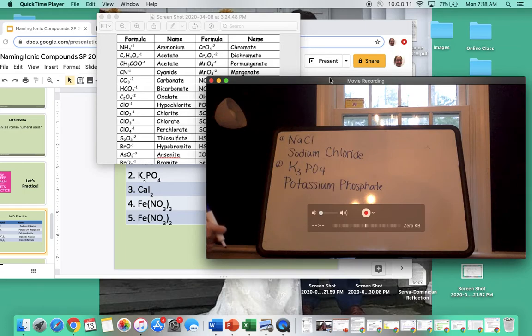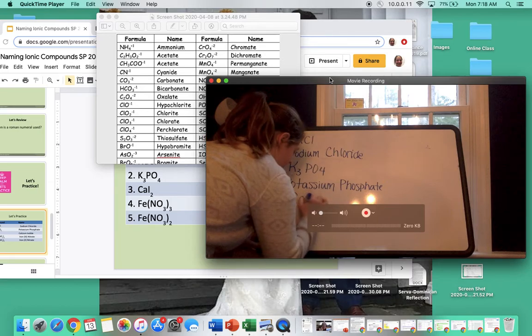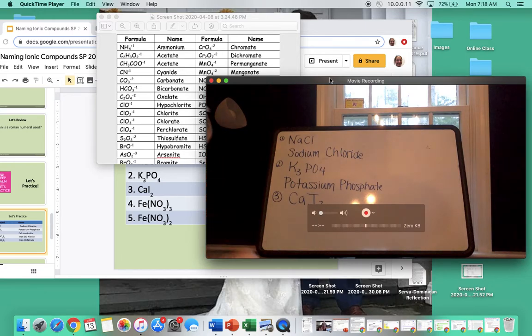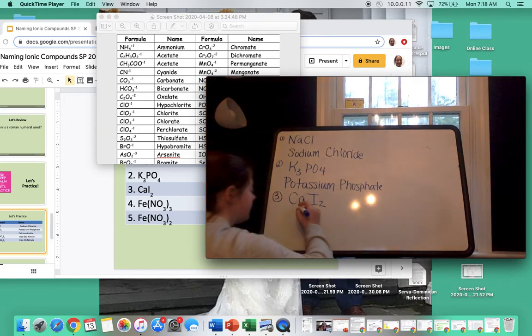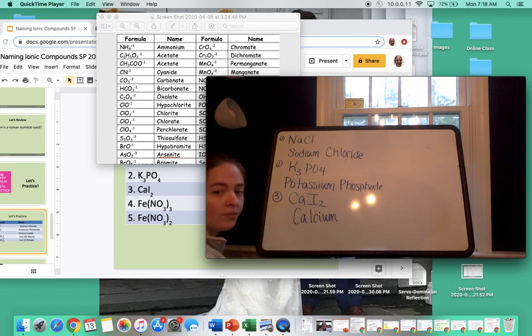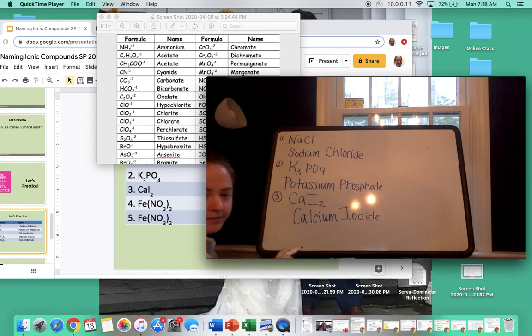Perfect. The next one is CaI2. Okay. All right, is calcium a transition metal? It is not, so we write calcium as is. And then I is iodine. It is a non-metal, so it becomes iodide. You change the ending to IDE. Okay, so we have metal and non-metal. Metals always stay the same. Non-metals always get the IDE ending.